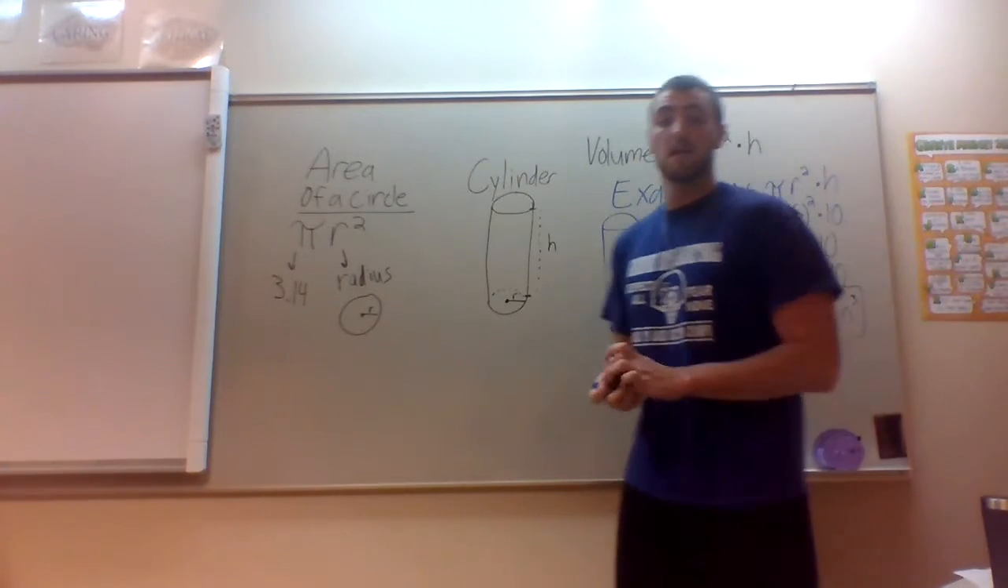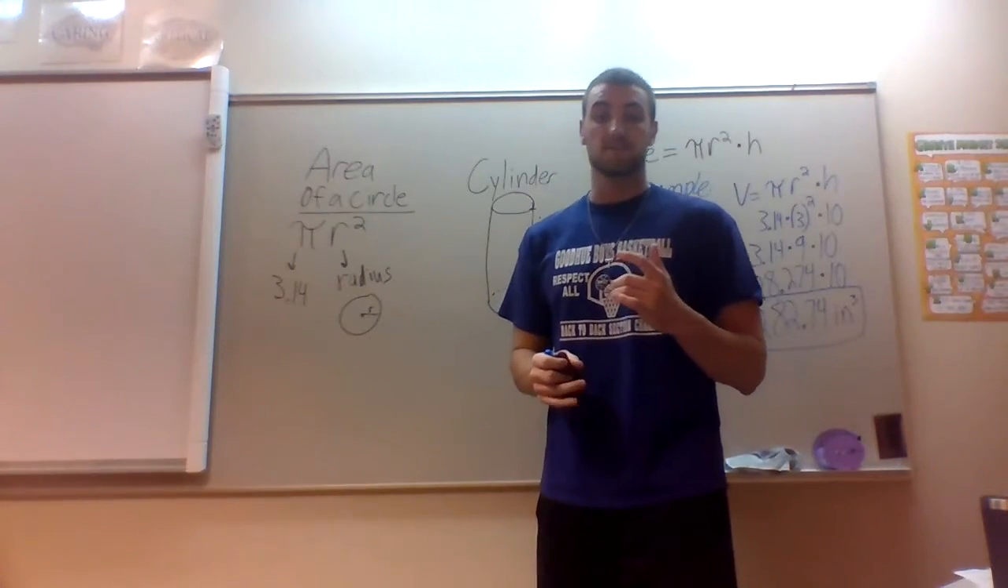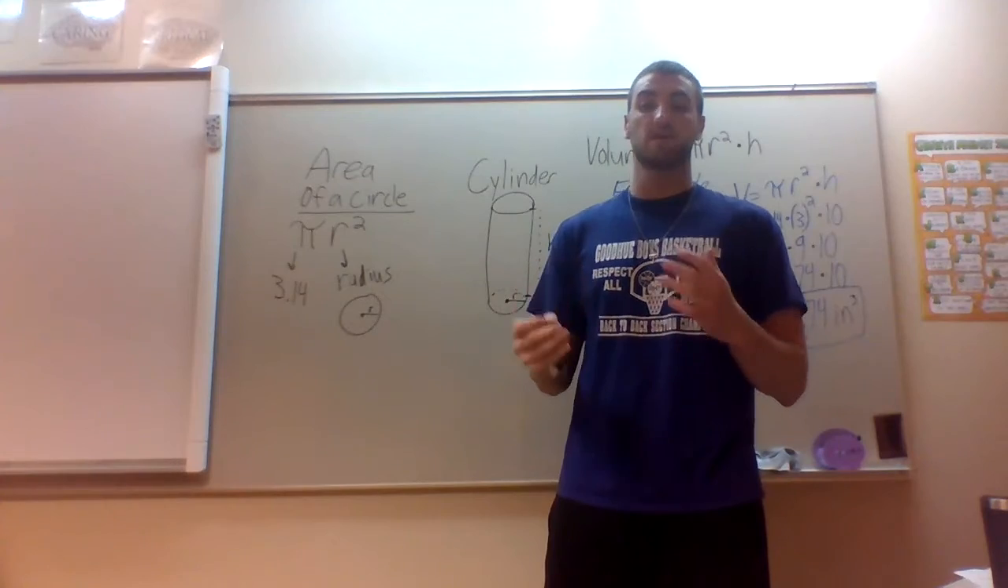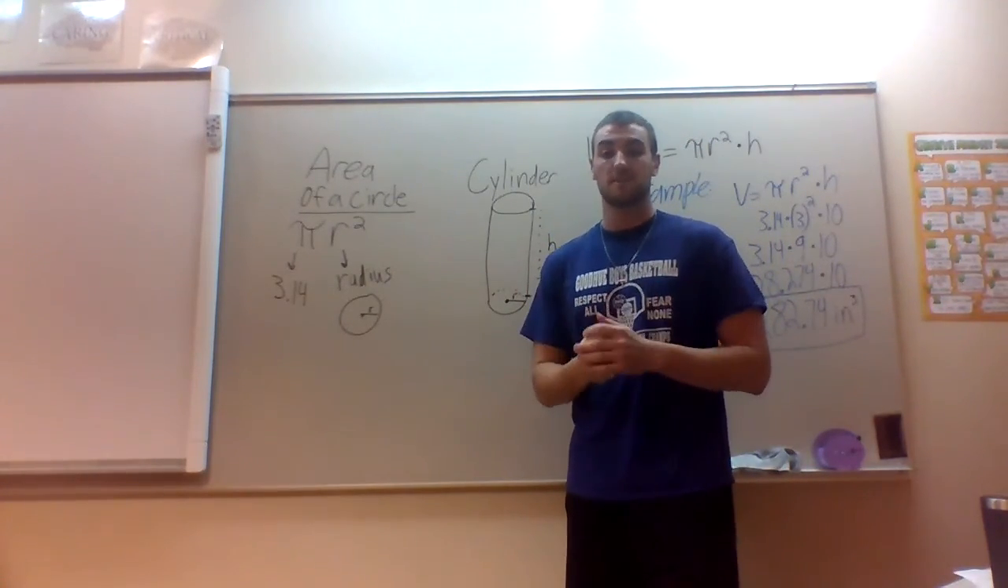The final formula that we learned today, the volume of a cylinder, is pi r squared times h. Tomorrow in class we will be discussing a couple more examples for this, and then we will be doing guided practice with independent practice after that. Thank you for watching. See you tomorrow.